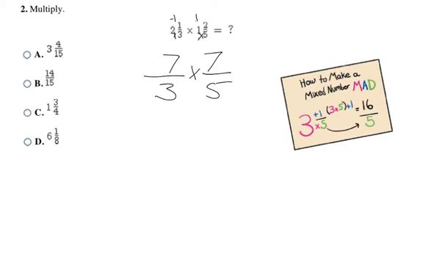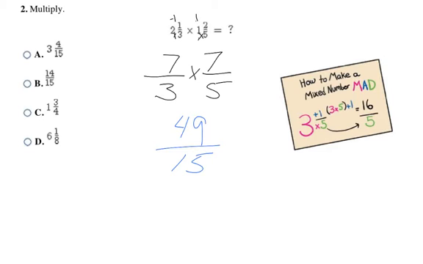So 7 times 7 is 49. And 3 times 5 is 15. And now I think, is there anything there I can reduce? There's nothing that 49 and 15 have in common, so it's going to stay 49/15. However, we don't like to leave numbers improper. We're going to have to put that back into a mixed number.